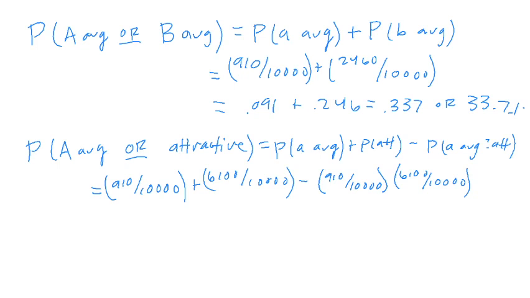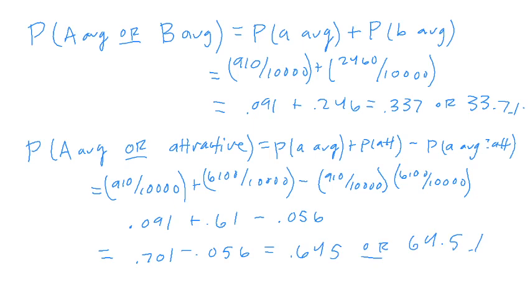Okay, all right, so let's go ahead and work this out here. So we have 0.091. We're going to add 0.61, and we're subtracting a 0.056. Notice that this is relatively small, right? Because if we multiply two proportions together, that's going to give us a smaller value. All right, so if we add this all together, we get something like 0.701. If we add this here and then we subtract our 0.056, we get a probability of 0.645 or 64.5%. All right, you've upped your odds a little bit again.